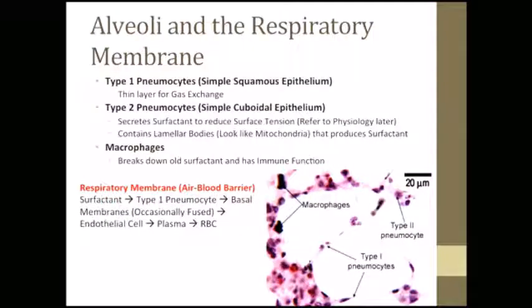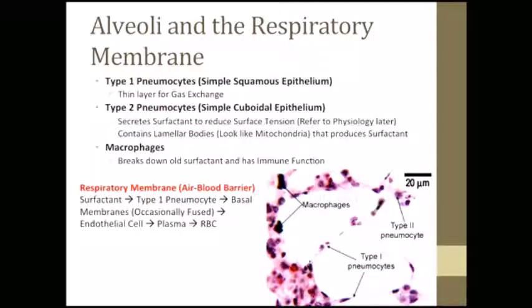Okay, so the alveoli, apart from type 1 and type 2 pneumocytes, which I've already gone through, also consist of macrophages. These break down surfactant and have an immune function. In COPD, they might have a pathological function as well. What I want to get your attention to is the respiratory membrane. Like I said, this is in contrast to the respiratory epithelium.